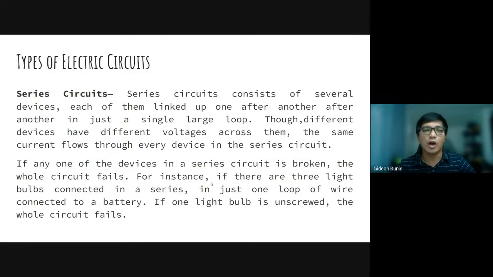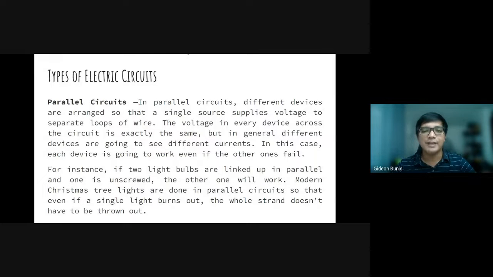So that's the disadvantage of having a series circuit. For instance, if two light bulbs are linked up in parallel and one is unscrewed, the other one will work. Modern Christmas tree lights are done in parallel circuits so that even if a single light burns out, the whole strand doesn't have to be thrown out. So actually, guys, in the current situation, series lights are now in parallel connection. That's why if one bulb fails, the other bulbs still function. Okay, so that's one thing about the series lights.